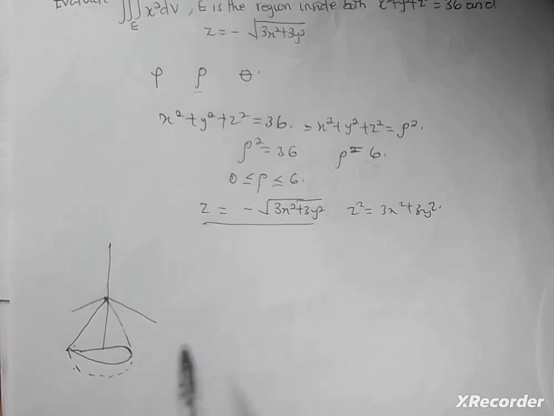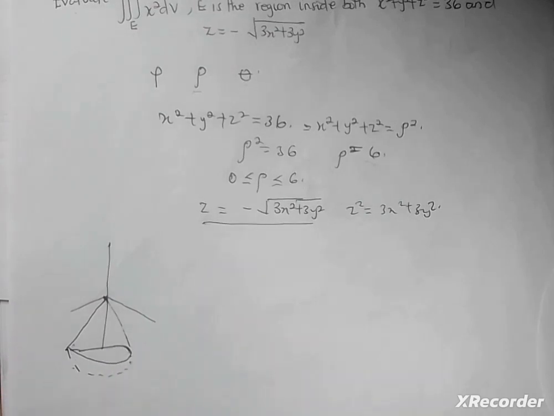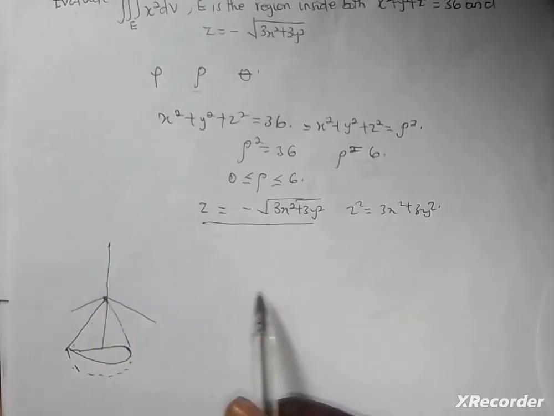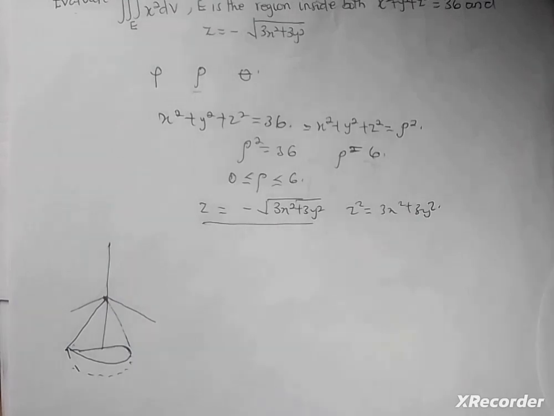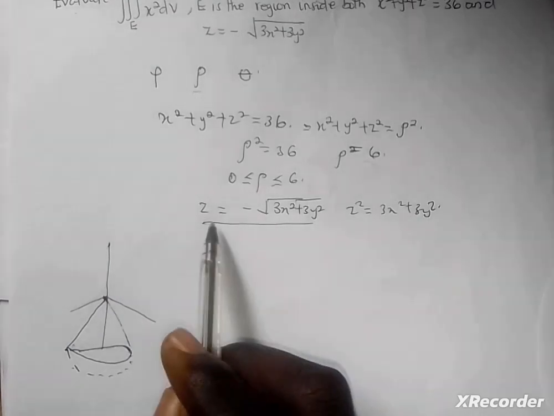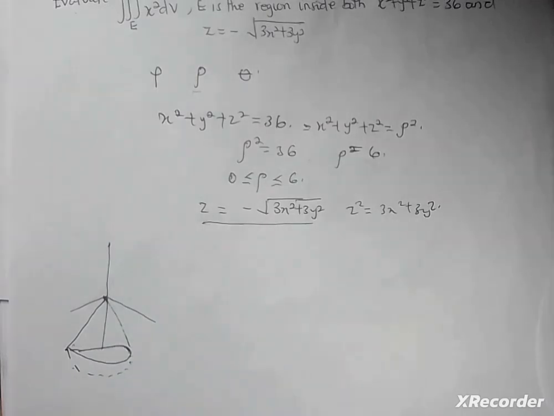Now we're going to find our phi. But one thing, when you are dealing with the cone, phi is not as easy to find as with the sphere, where you just have 0 to pi or 0 to pi over 4. Here you need to solve it mathematically. So using the equation of the cone, we can find our phi.